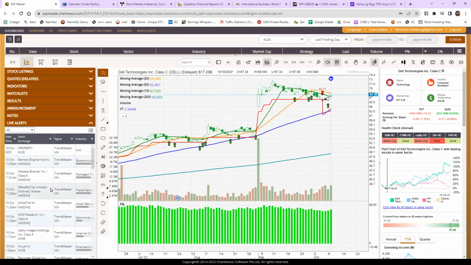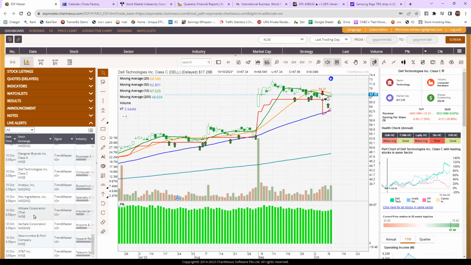And by 12 p.m. local time, it will be erased. Because at midnight, I think the alerts will all be taken out and refreshed for Wall Street. So these are all the stocks that triggered overnight, and they are triggered from the ESPMaster signal.